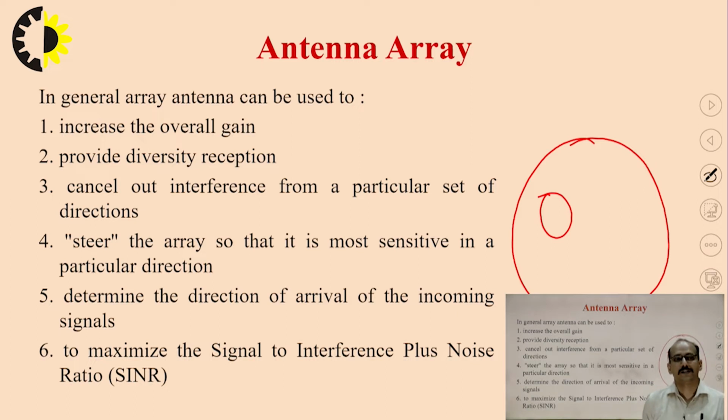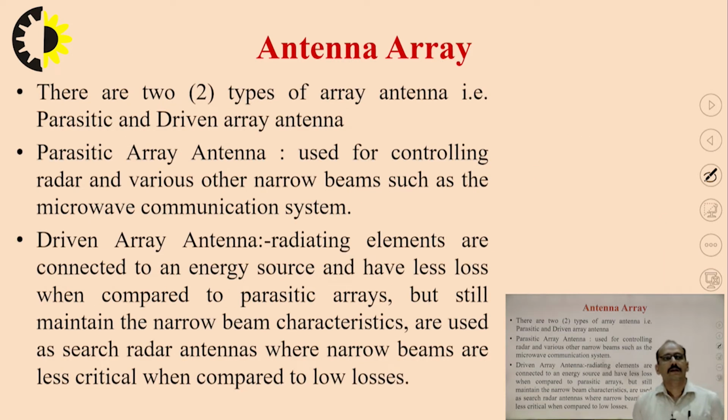Also, the direction of arrival of the incoming signal, meaning these antenna arrays are not only used for transmission, they can also be used for receiving. They also help to maximize the signal to noise ratio and the signal to interference plus noise ratio. It means these antenna arrays combined play an important role in satellite beam formation. Then there are basically two types of antenna array. The first one is parasitic and the second one is the driven array antenna.